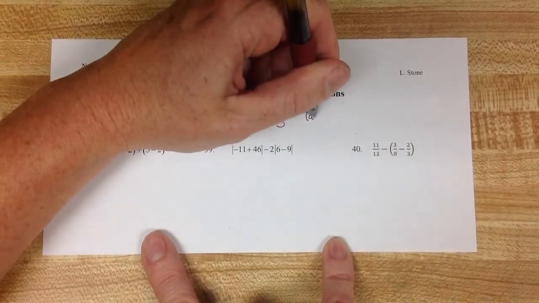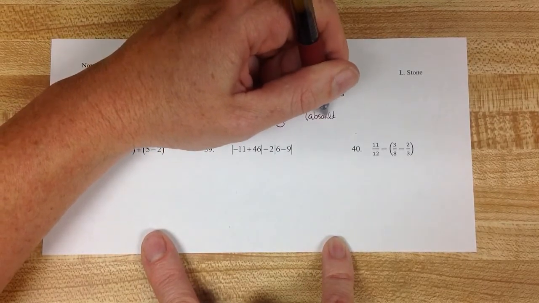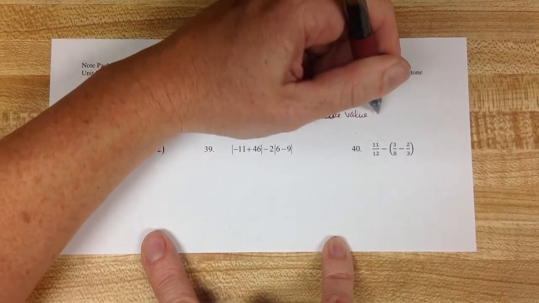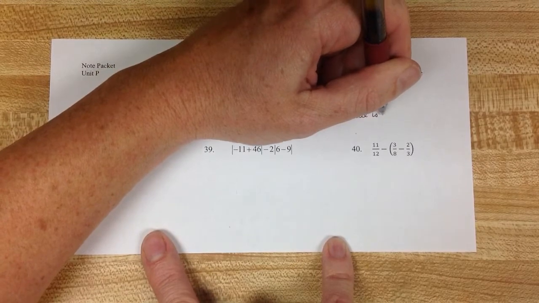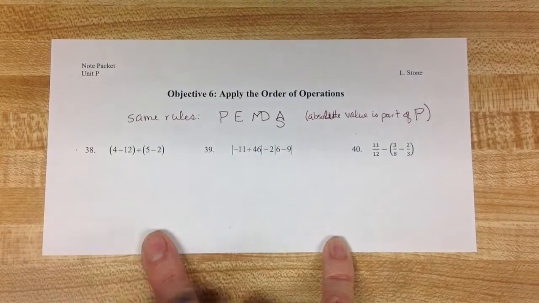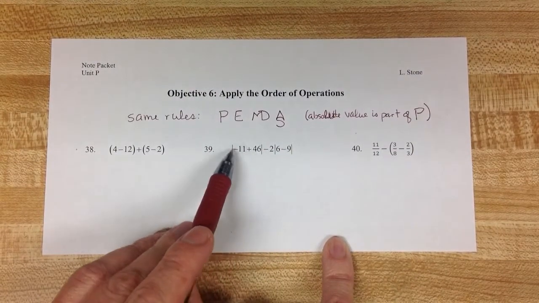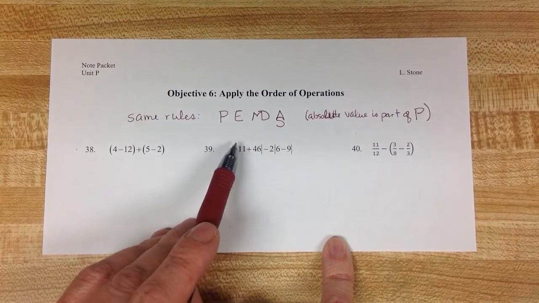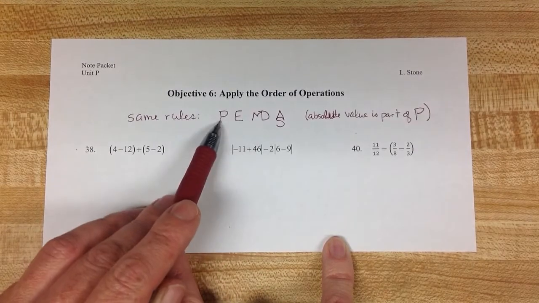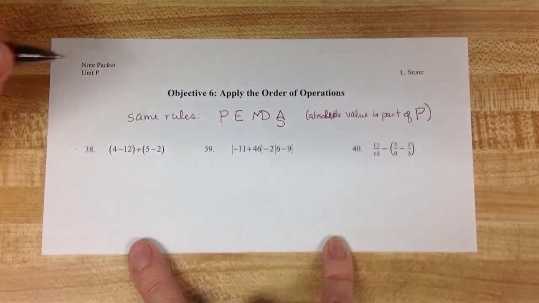We consider absolute value a grouping symbol. So it's part of the parentheses, it's part of P. So if there's anything that's inside an absolute value symbol, we're going to do that math first, just like we would if it were in parentheses. Then we're going to find the absolute value of the answer before we go ahead and work with the rest of these steps. So let's try a couple problems.